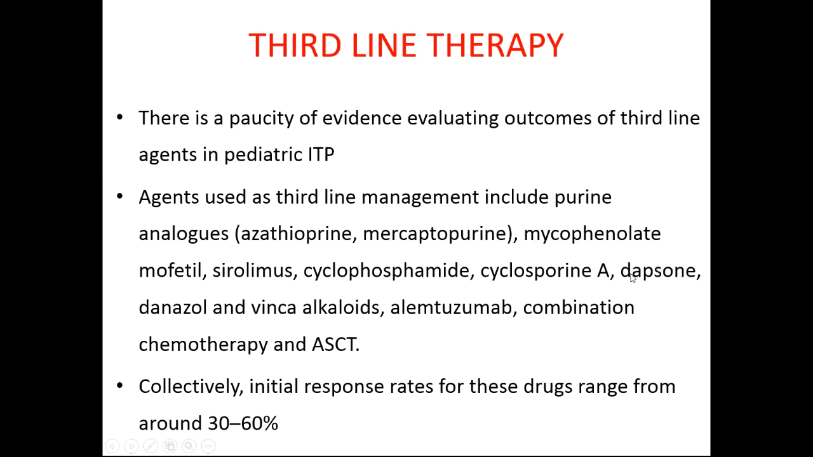Around 30 to 40% response has been documented with dapsone. Then danazol, vinca alkaloids, alemtuzumab. Alemtuzumab is an anti-CD52 monoclonal antibody. It causes severe B cell and T cell depletion, so it poses a serious life-threatening risk of infections. Combination chemotherapy has also been tried, such as cyclophosphamide, prednisolone, vincristine, and lastly, autologous stem cell transplantation has also been tried. So in all this, the initial response rate has been around 30 to 60%.